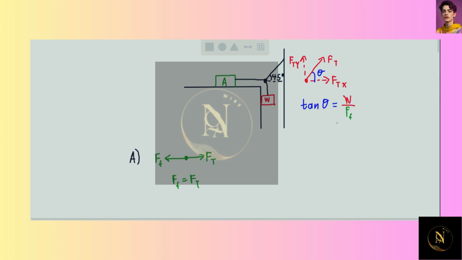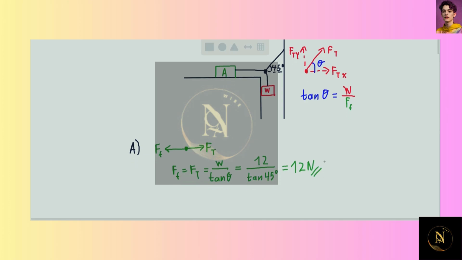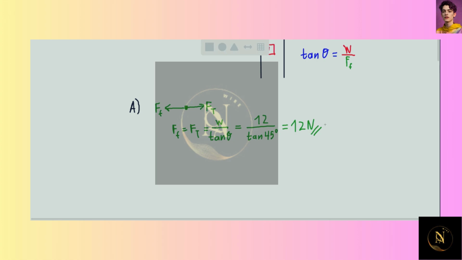So now we simply have to rearrange this equation, and we find that the force of friction will be equal to the weight of this block over the tangent of the angle. So that is going to be 12 newtons over tangent of 45 degrees. And tangent of 45 degrees is simply 1, so the force of friction has to be equal to 12 newtons. And that is our final answer. And if we want to be very proper with our answer, we have to specify that it is pointing to the left.